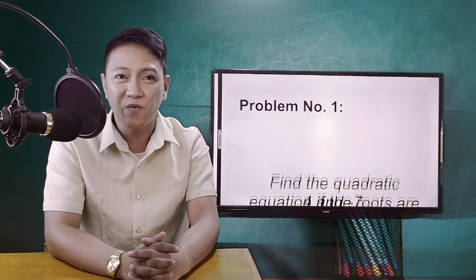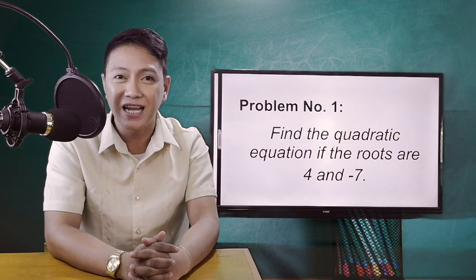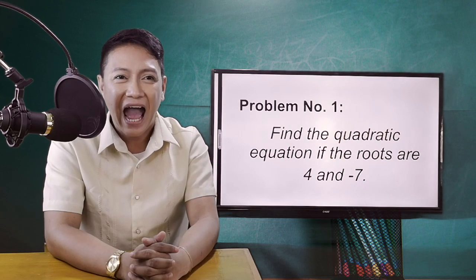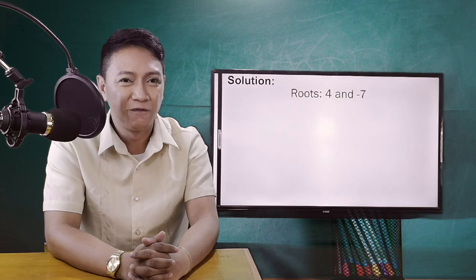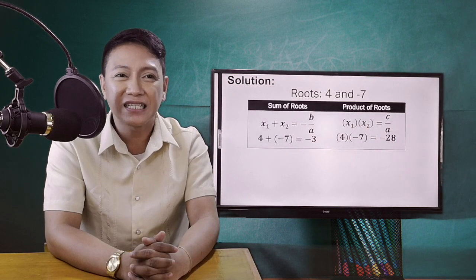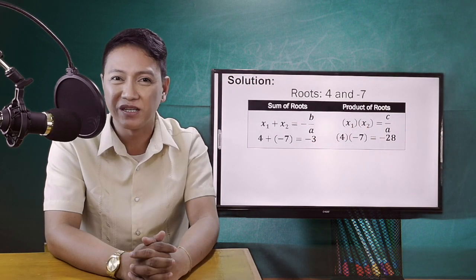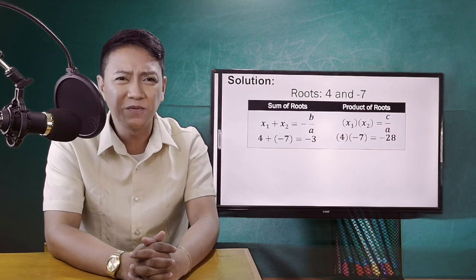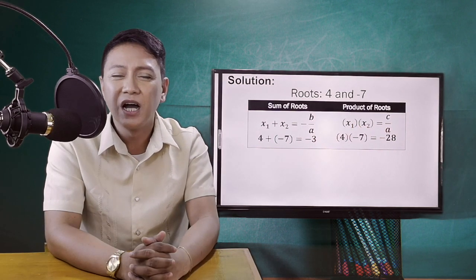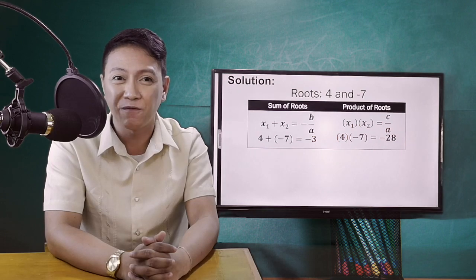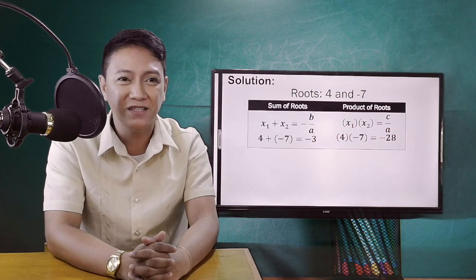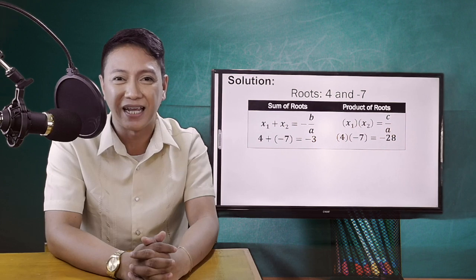Find the quadratic equation if the roots are 4 and negative 7. How do we do this? First is to find the sum and the product of the roots. So, substituting the values for x sub 1 and x sub 2, the sum of the roots is negative 3, while the product of the roots is negative 28.